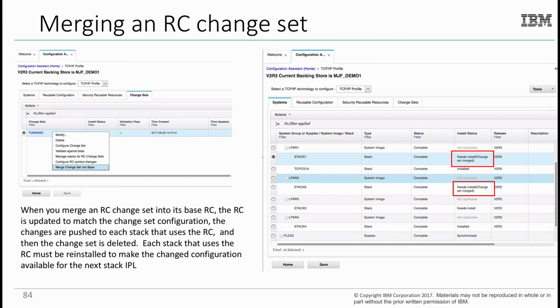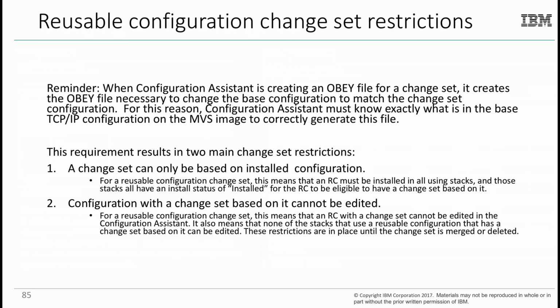And like before, you can't base a change set on something that hasn't been installed, so those stacks have to be installed before you can do any more change set activities. Now this is similar to the screen I showed you for stacks, but it's important to emphasize there are restrictions for reusable configuration change sets, because we have to know what's on your MVS system, since that's what we're generating variable OBEY file differences for. So once again, a change set can only be based on installed configuration. For a reusable configuration, that means the reusable configuration must be installed in all the stacks that use it, and those stacks all have to have an install status of installed. If you don't meet both those requirements, you can't base a change set on that reusable configuration.